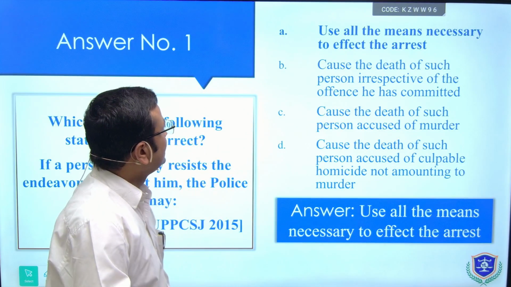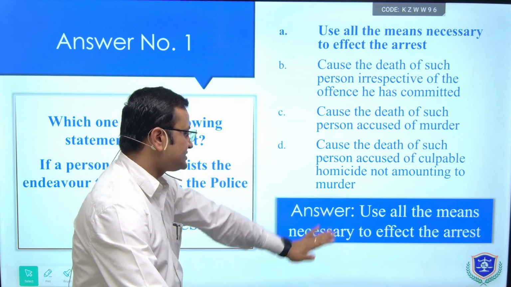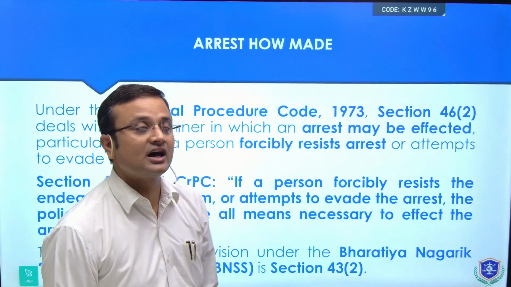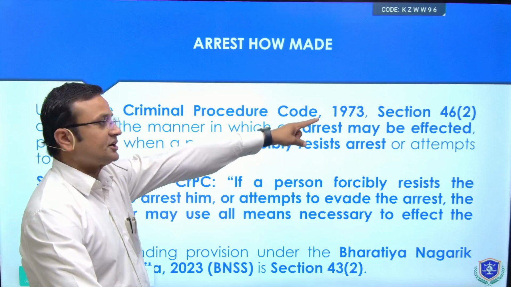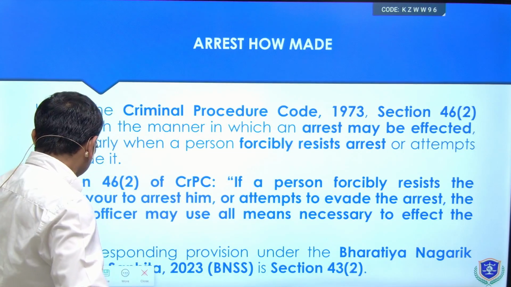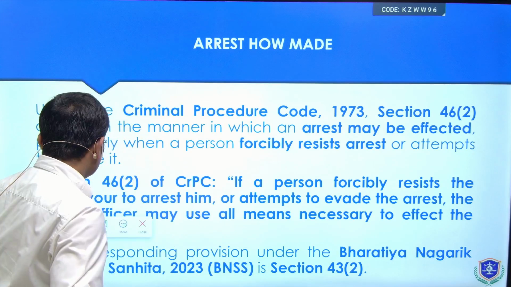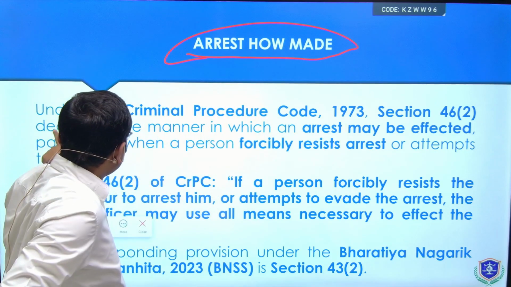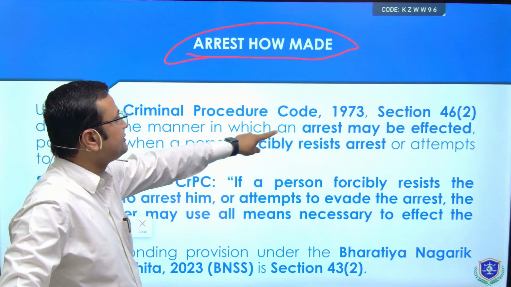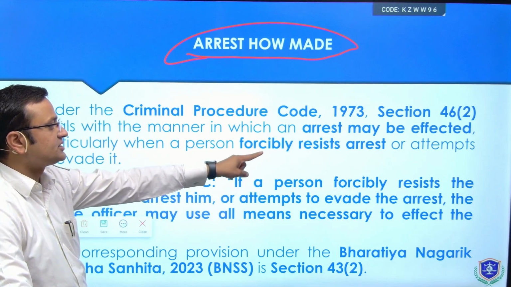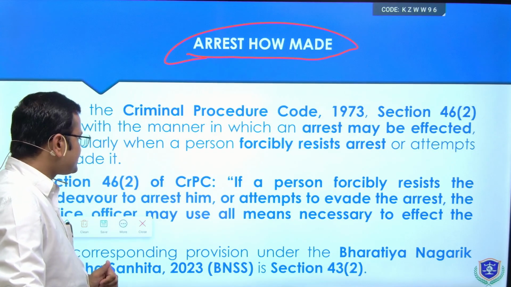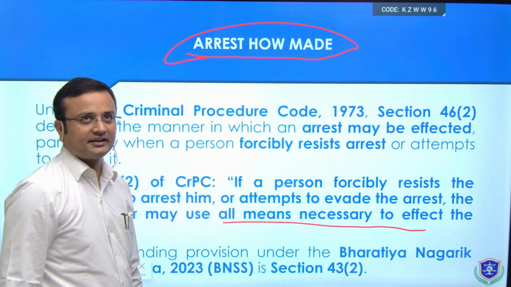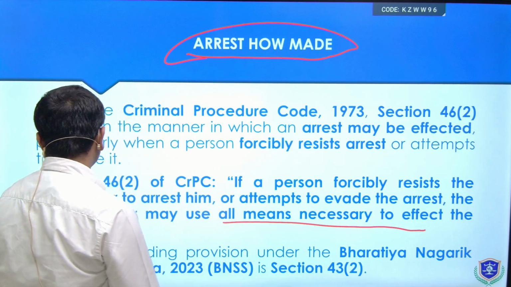Now let's see the answer, and the answer is A, that is use all means necessary to effect the arrest. And what is the explanation? Where is it given? Is it in any of the provisions of CrPC? Yes, it is given in CrPC section 46 clause 2, and now in the new act in BNSS section 43 clause 2, you will find how arrest is made. CrPC 46(2) deals with the manner in which arrest may be effected, particularly when a person forcibly resists arrest or attempts to evade it. And it says that the police officer may use all means necessary to effect the arrest. So that is why the correct answer is option 1. Let's see the next question.